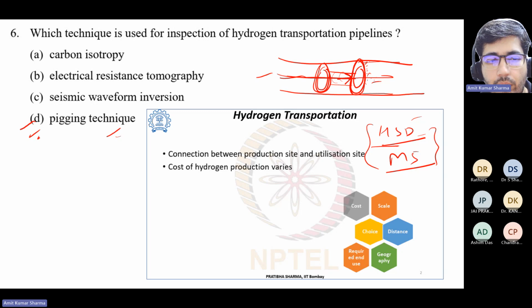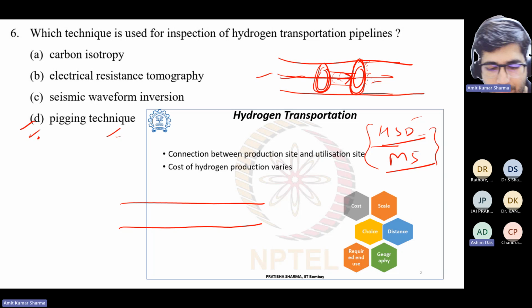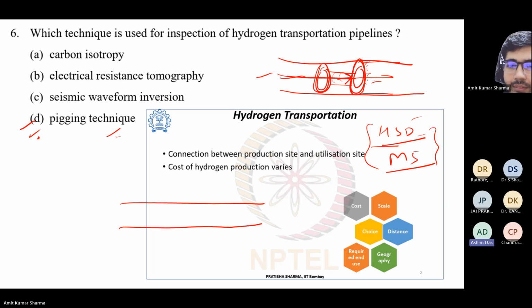The main thing is this single pipeline. Do we have any separate purging after one operation? I mean, after sending HSD, then you do purging, then send MS, like this? Yeah, it's very important because if you directly mix the diesel with petrol, the mix will be of no use, because both have totally different properties.